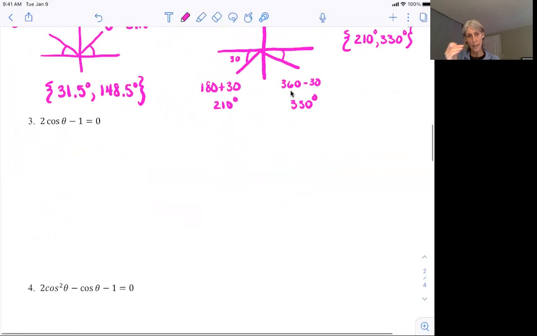Now let's kind of jump down to a little bit more difficult of a problem. So now I have 2 cosine theta minus 1 equals 0. Remember, we're trying to get this by itself, just the cosine. Cosine theta by itself. So just like you would do with a regular equation, you're going to bring the 1 over and divide by 2.